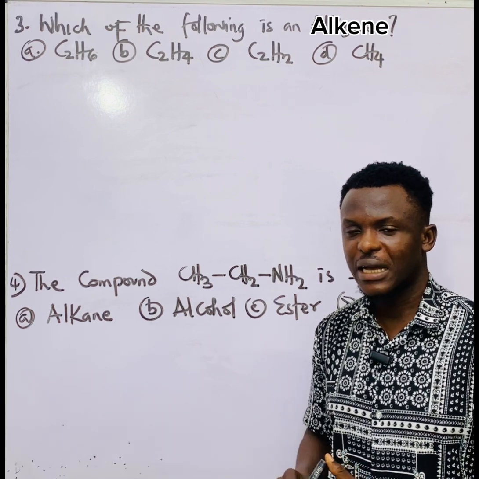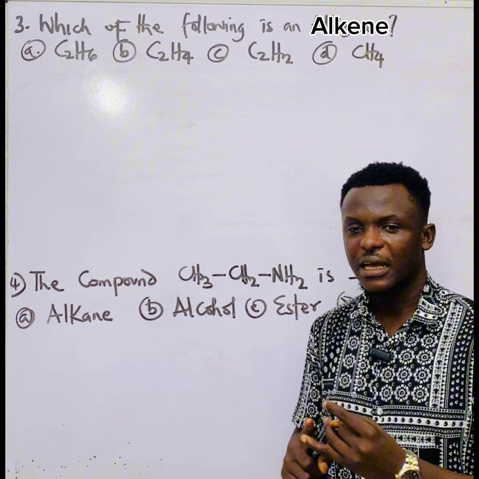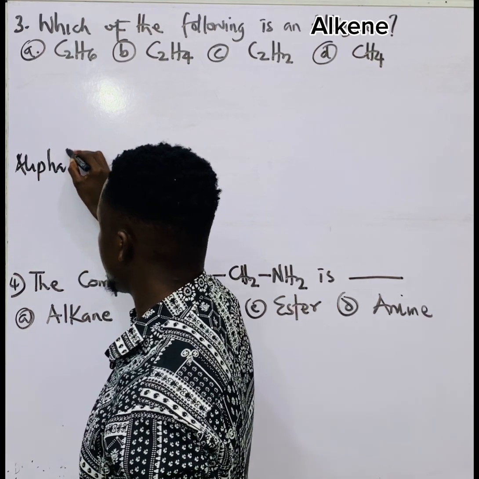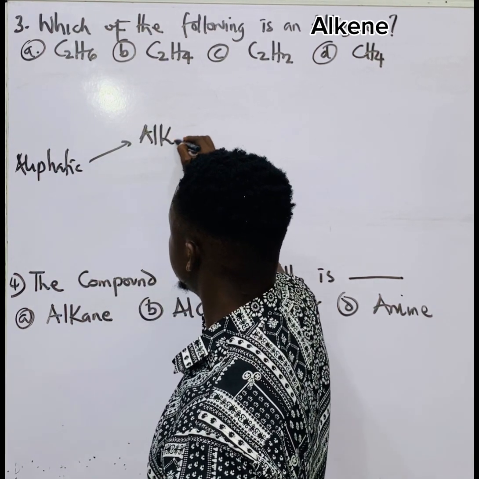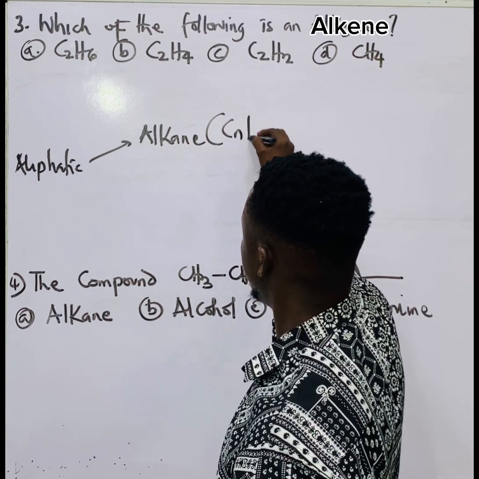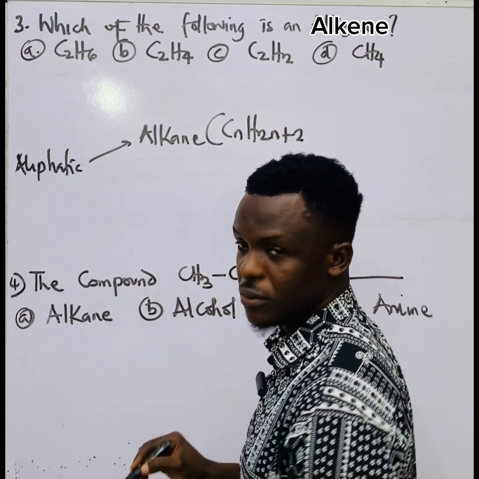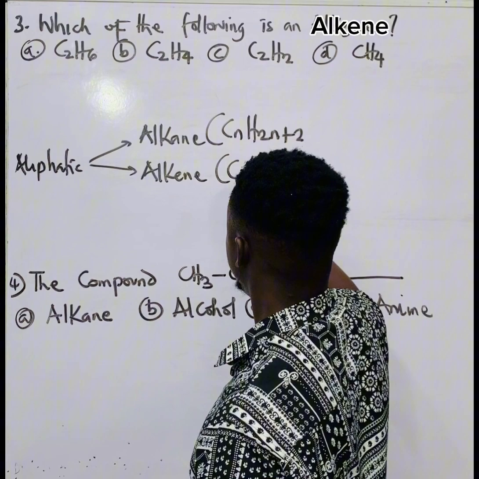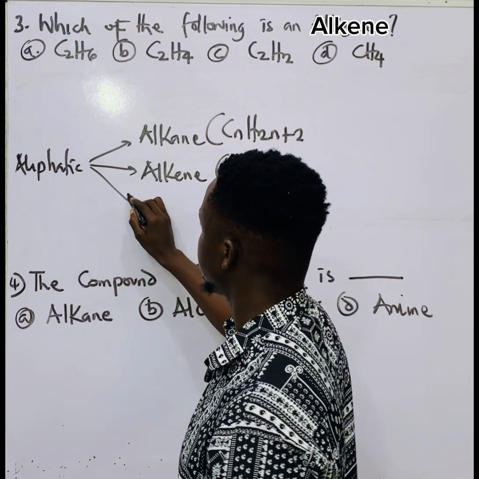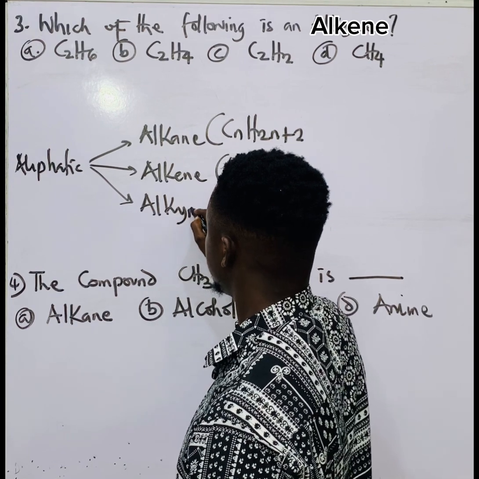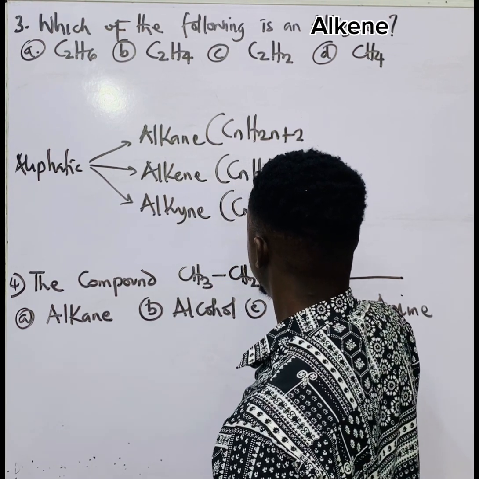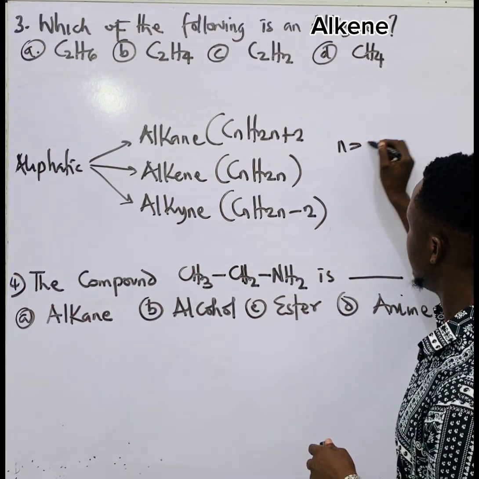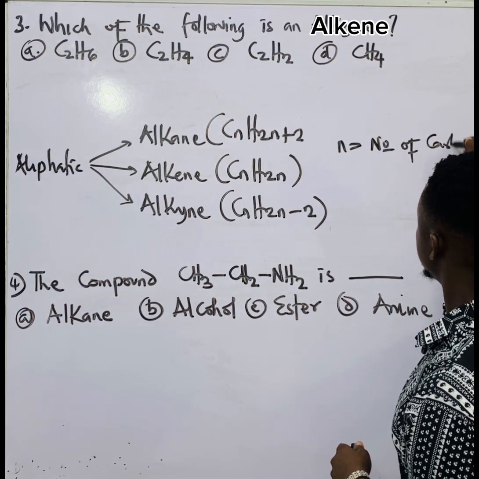All right, so hydrocarbons are divided into two. They are aliphatic and they are aromatic. And under the aliphatic, we have the alkanes, which have a formula of CnH2n+2. We have the alkenes, which have CnH2n. And we have the alkynes, we have this. Basically, n is the number of carbons.